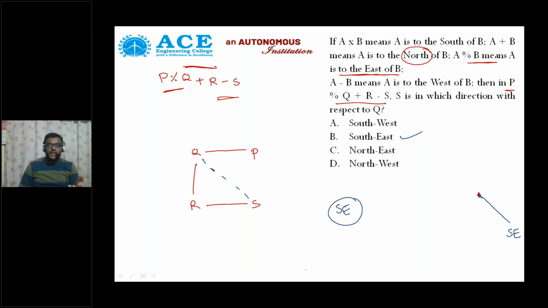From wherever you are thinking, you have to consider the center. Q is north of R, so Q is above. P is east of Q. Q is at the center, and P is east, meaning P is on the right side here. So S is in which direction with respect to Q? We should consider Q at the center. Then S is nothing but southeast. This is the southeast side, right? See the next question, friends.